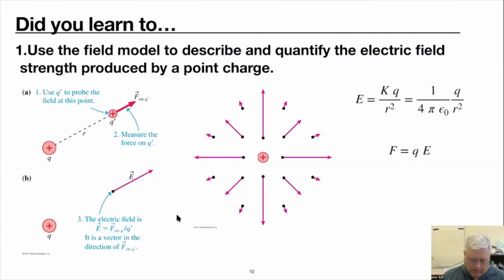So make sure you really understand this electric field, what it is. I know there's only one question in the homework, but we're going to continue using this electric field strength and learning about it with multiple point charges and distributions of charges. So it's going to be really important you understand this field model. So that's it for lesson 3.